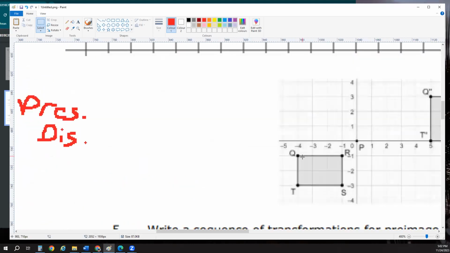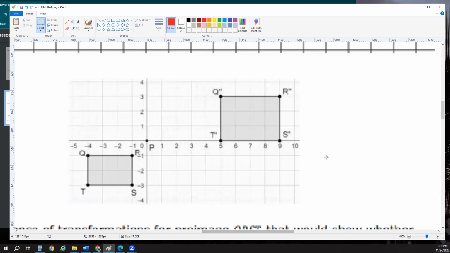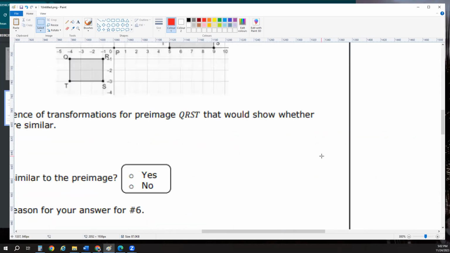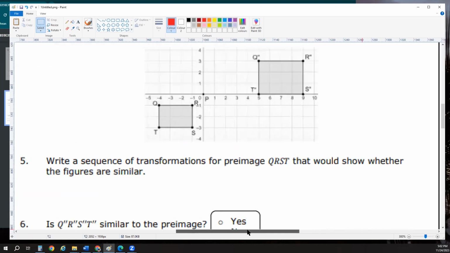Well, first I need to see. These are all right angles. A little blurry, but that's all right. All right, so what is this? This is 4-1. This is 5-9. And these are not the same, because the distance between Q and R is 3 units, and this is 4 units. So that's 3 to 4.